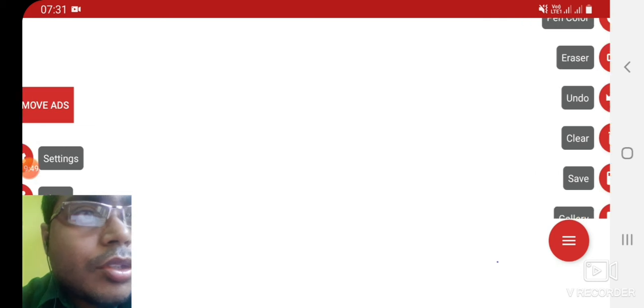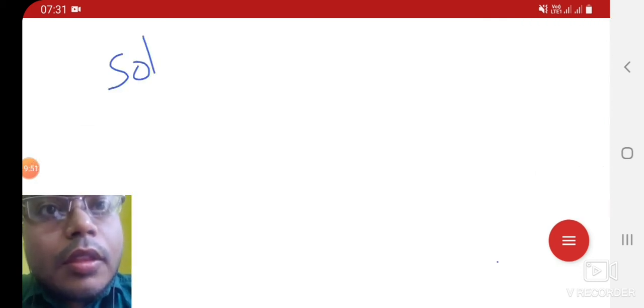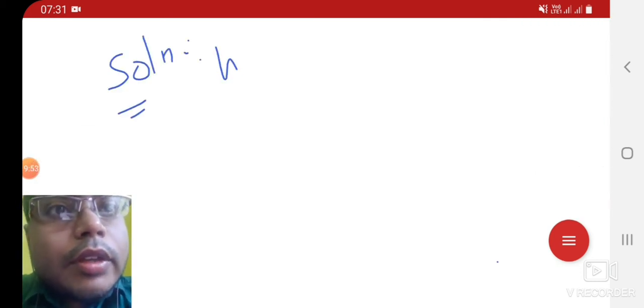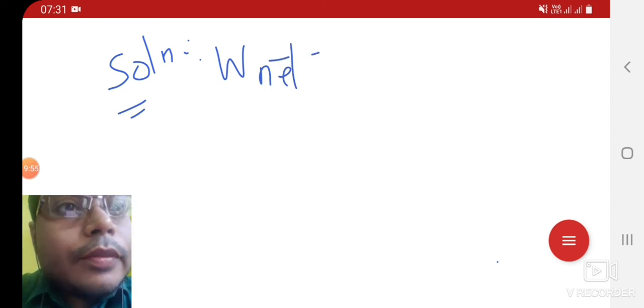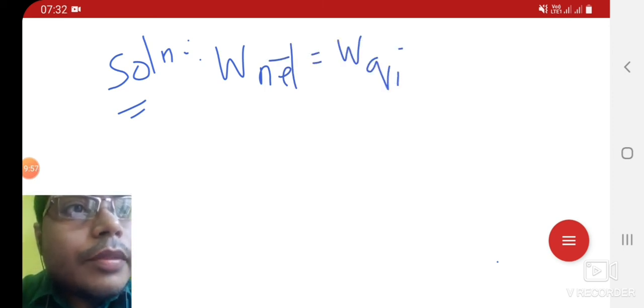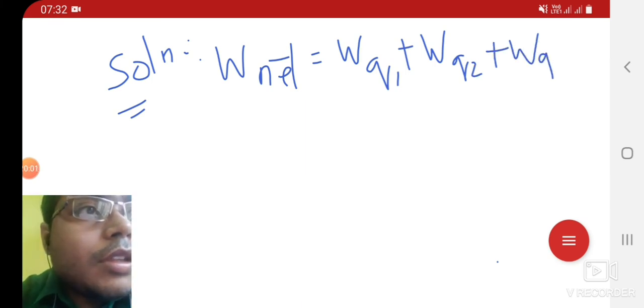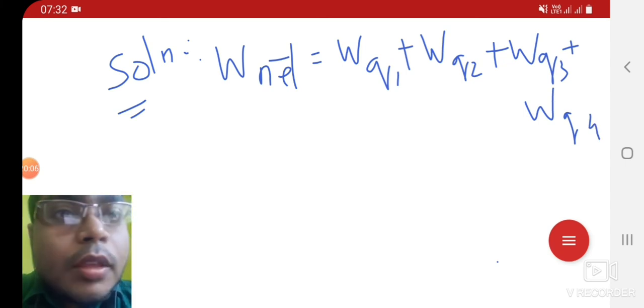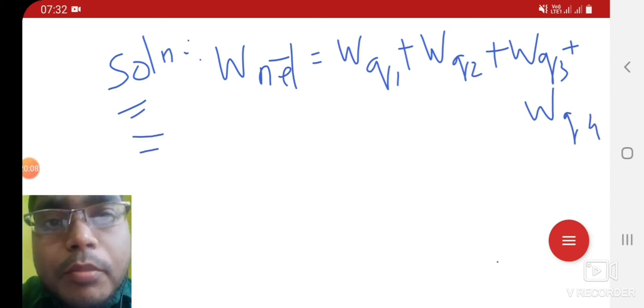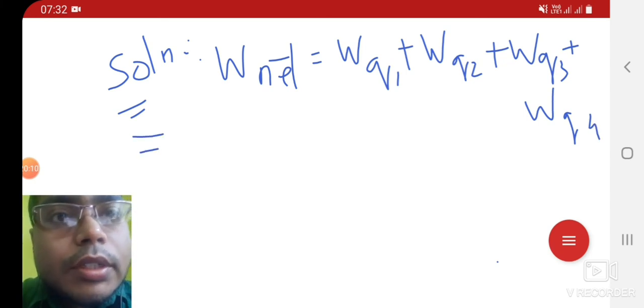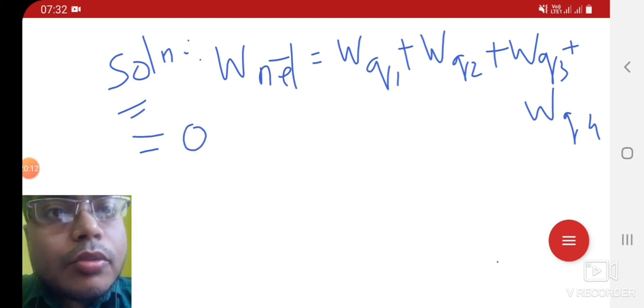So let us try the solution part. So what we can write, net work done will be how much? W Q1, WQ2, there are four charges, right? WQ3 and WQ4. So when we bring the charge at the point 1, then there were no other charges, that means work done will be 0.